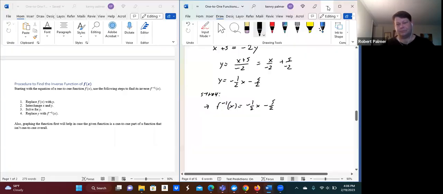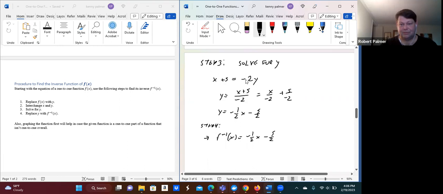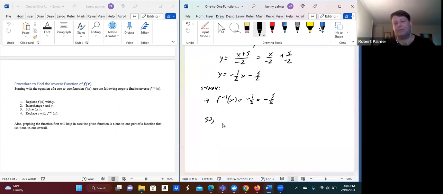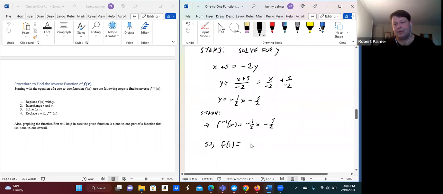And so what that means is if I plug a value into this, let's do that. Let's try f of 1, let's pick something simple. This is negative 2x minus 5, so negative 2 times 1 minus 5, and that's going to be negative 7. F of 1 equals negative 7.